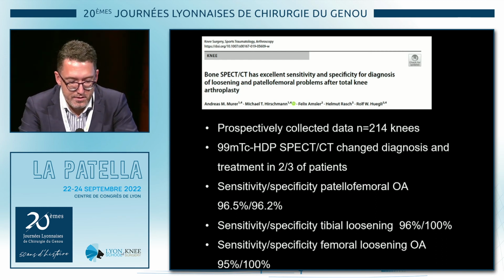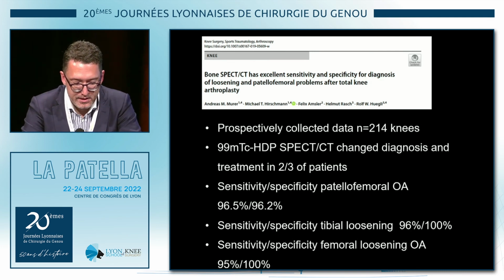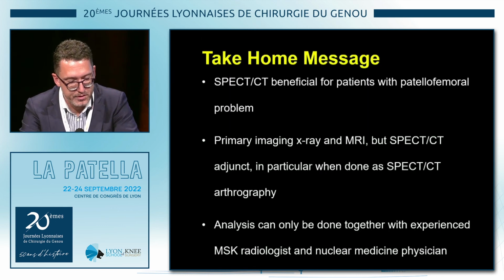We analyzed a lot of SPECT-CTs, 240 knees. We looked at sensitivity for patellofemoral OA and could see that there is a high sensitivity and also specificity for these patients with an already in place total knee arthroplasty. And it's also good for loosening detection of the prosthesis.